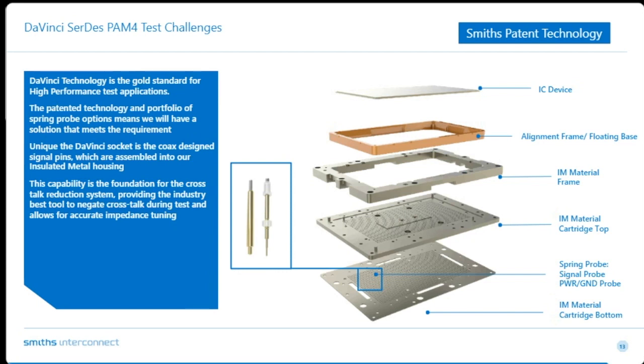So the exploded view here illustrates how we can still utilize a fairly traditional socket body construction. We have either a fixed frame or a floating platform for device alignment. The socket frame and the probe cartridge are in the insulated metal material, and this houses the DaVinci probe pairs. We have the signal probe that's tuned to match the target impedance, and then we have the high current low impedance probe for handling power and ground.